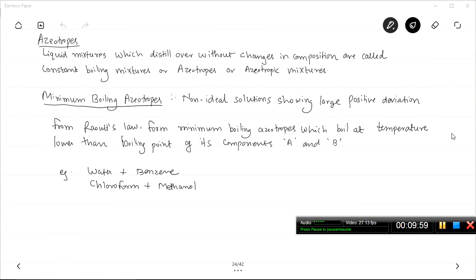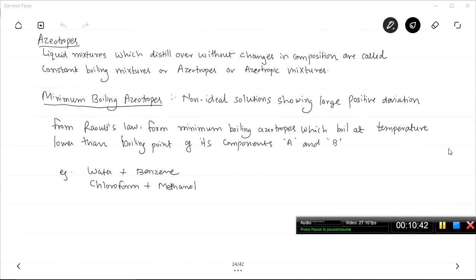Now there might be a combination of XA and PA naught such that the composition in liquid phase as well as in the vapor phase becomes equal. So you cannot actually distill this kind of mixture, and this kind of solution is called azeotrope. Azeotrope is nothing but liquid mixtures which distill over without changing in composition, and they are also called constant boiling mixtures or azeotropic mixtures.